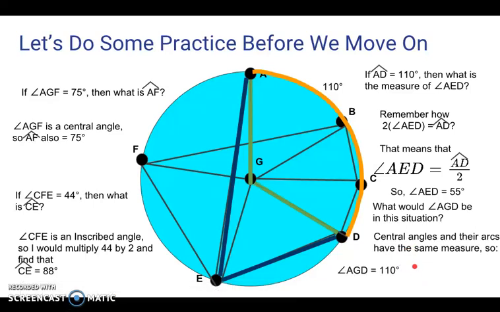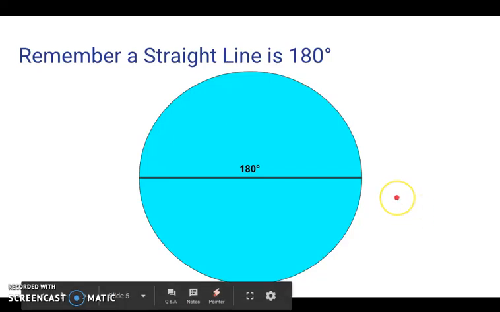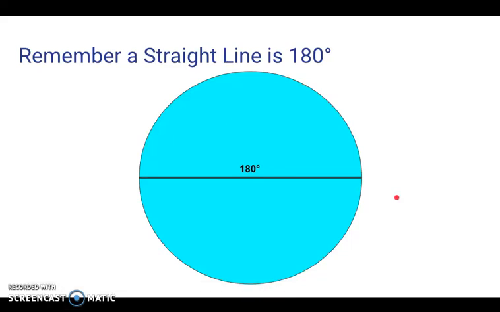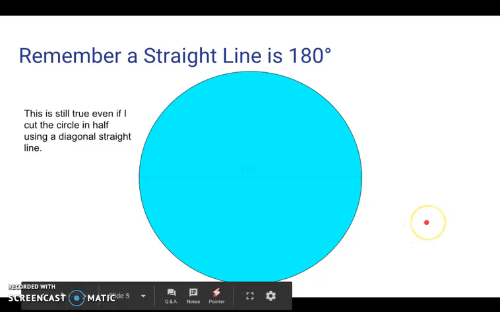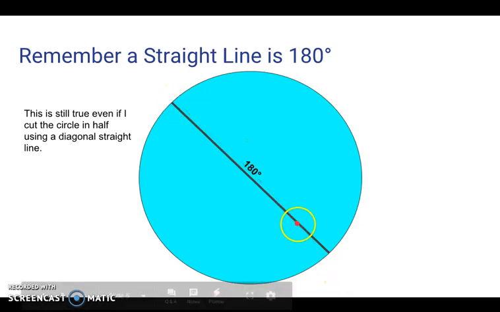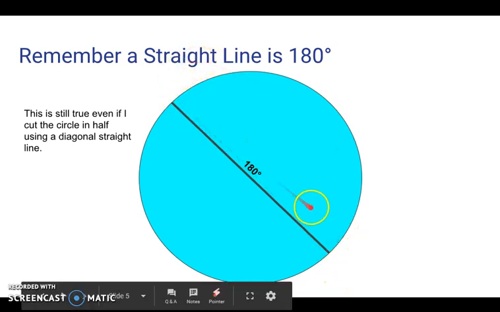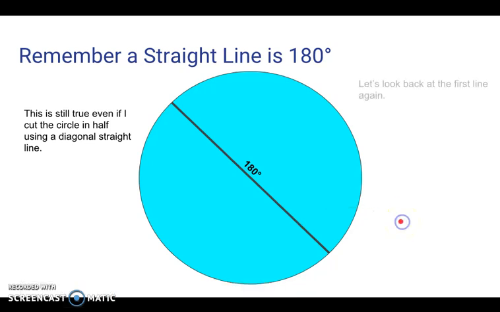All right. Sometimes you are going to have to figure things out, because they're only going to give you part of the angles, and you're going to have to figure out what the other angle is just using what you know about angles and about circles. The first thing I want you to remember is that a straight line is 180 degrees. And remember, that is true even if my straight line is at a diagonal. This straight line also, all of the angles add up to be 180 degrees. Okay?